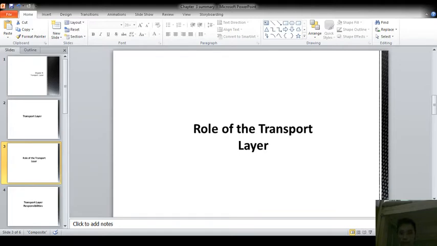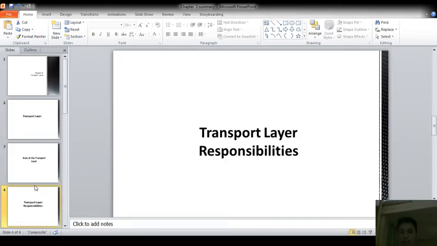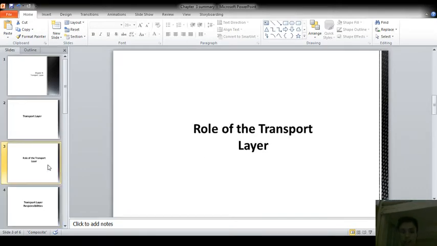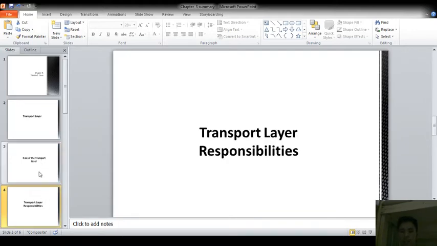So this is without regard to the destination host type, the type of media over which the data must travel, the path taken by the data, the congestion on the link, or the size of the network. So both of these, the responsibilities and roles of the transport layer, are the same.